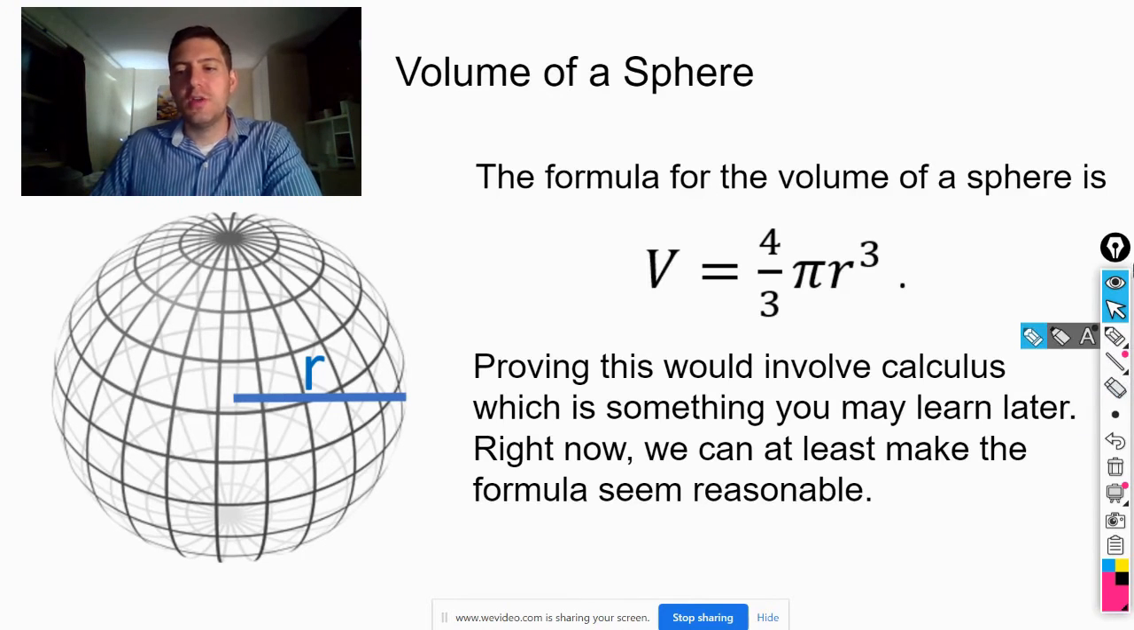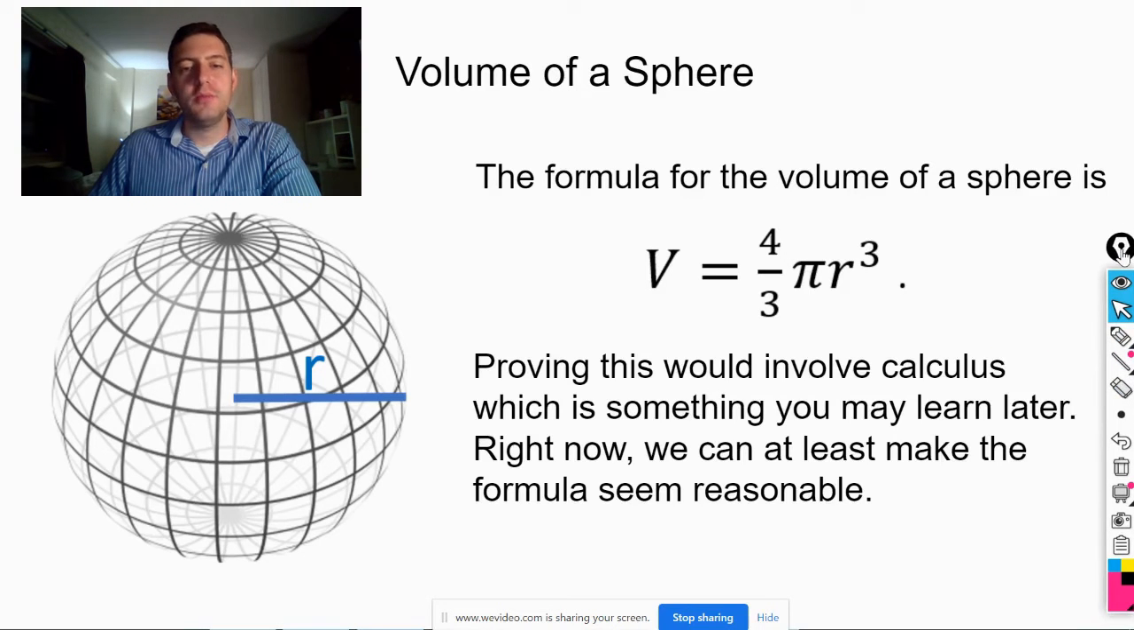So we are going to talk about the formula for the volume of a sphere. And here it is, I'm just telling you right in the beginning. The formula for the volume of a sphere is 4/3 pi r cubed. So the volume of a sphere is equal to 4/3 pi r cubed. Cubed meaning that the radius is being raised to the third power. So radius times radius times radius.